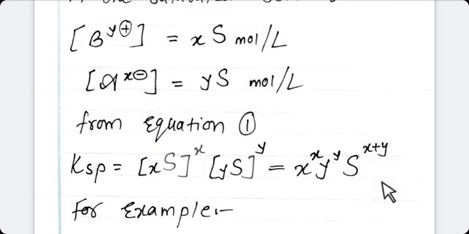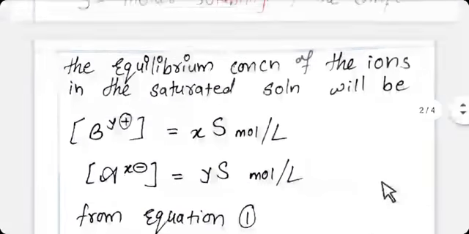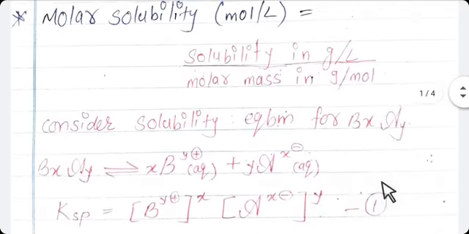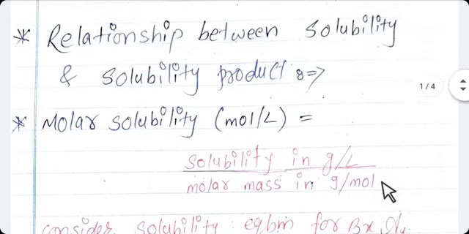So this is the simple form of solubility product, and it is the simple relationship between solubility and solubility product. I am going to explain it again.